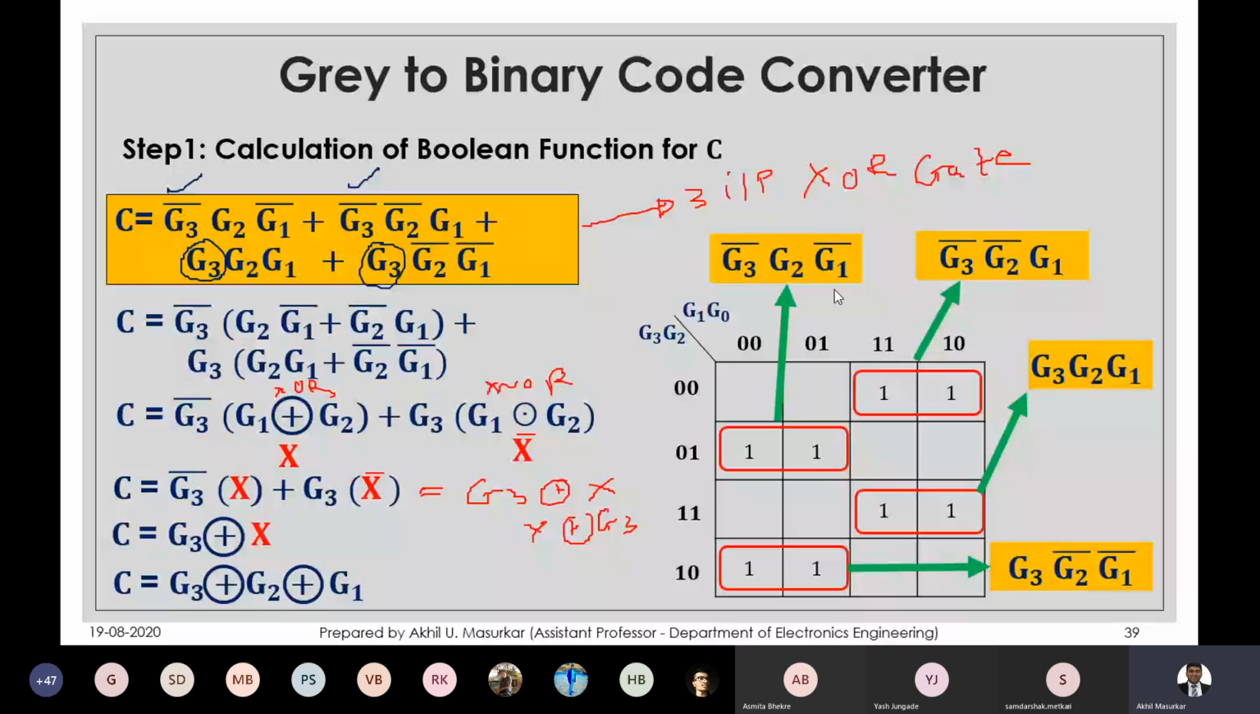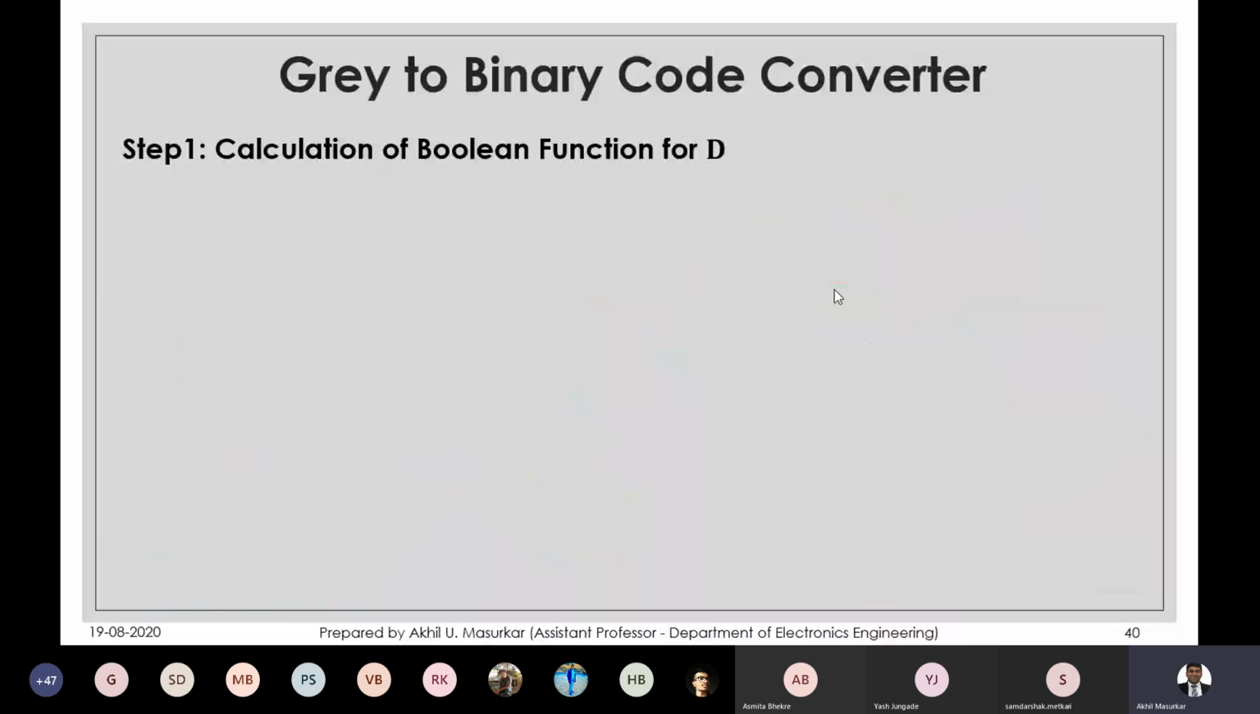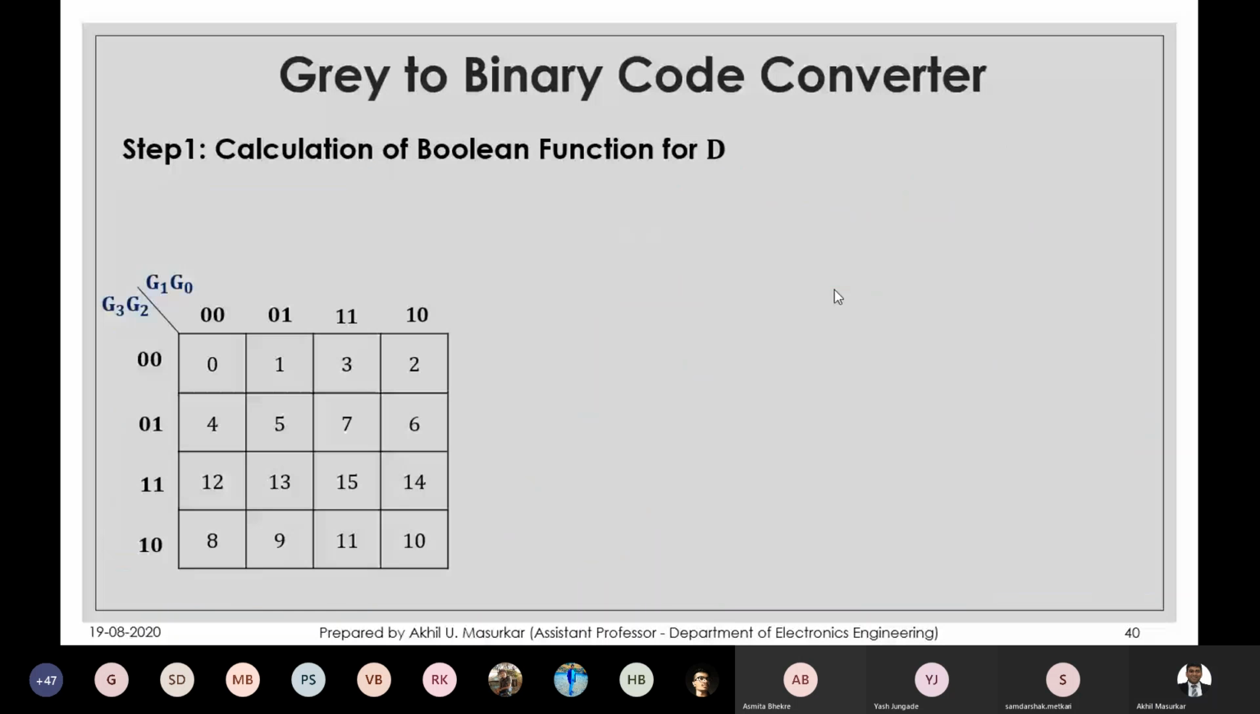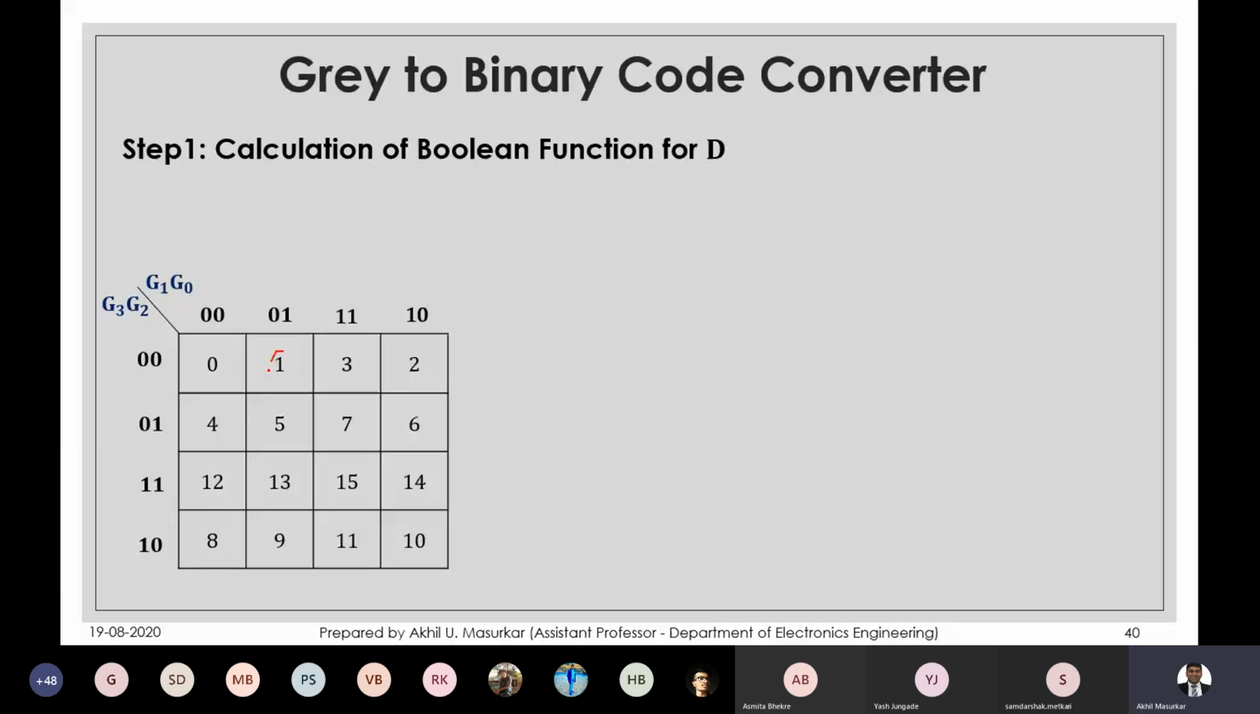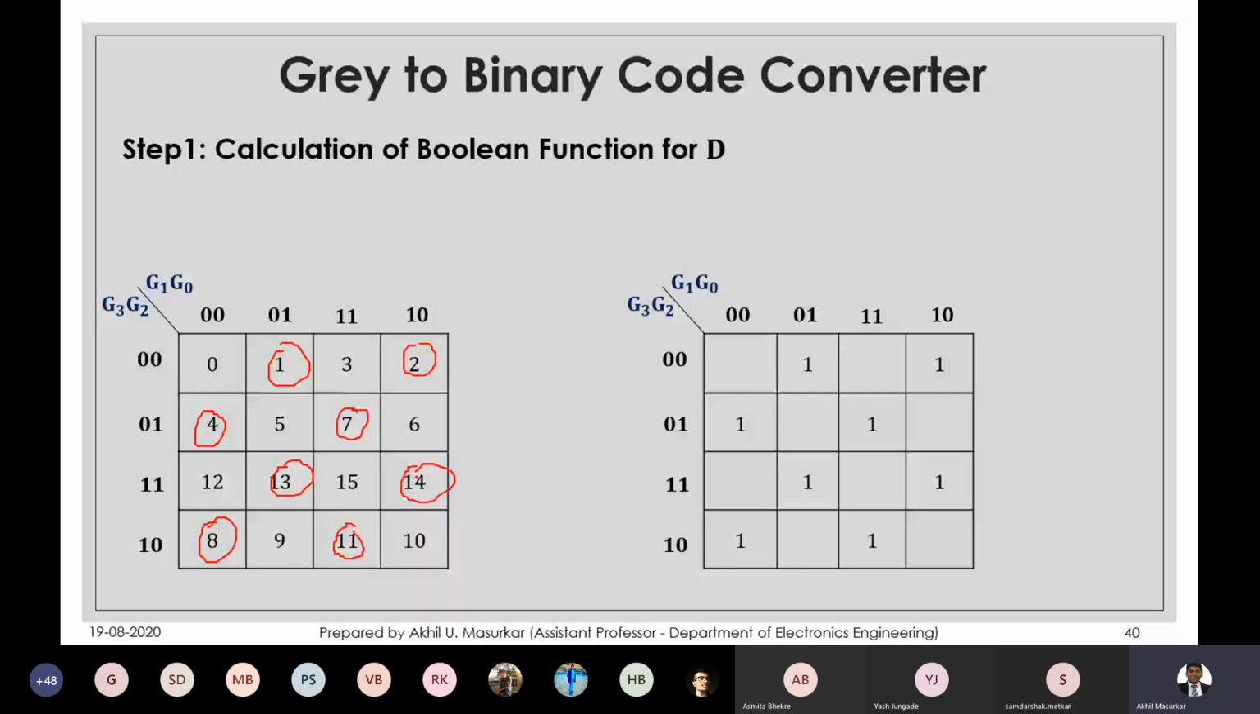Okay, so let's go ahead with D. With D, let's see how your K-map looks. It is going to look somewhat like this. So that is 1, 2, 4, 7, 8, 11, 13, 14. So your K-map is this way.